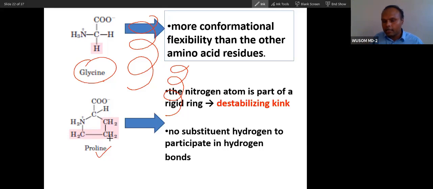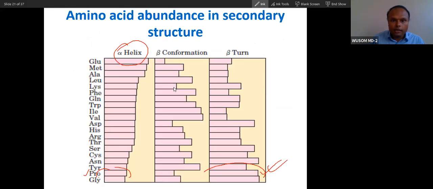It is very high in beta turns and intermediate in beta conformation. So in beta conformation also it is low. You can see the least among all, but glycine is more than that present in alpha helix. But in both beta sheet and alpha helix, proline and glycine are less because it is not very feasible to form this sheet and helix. But it is very feasible for formation of turns.